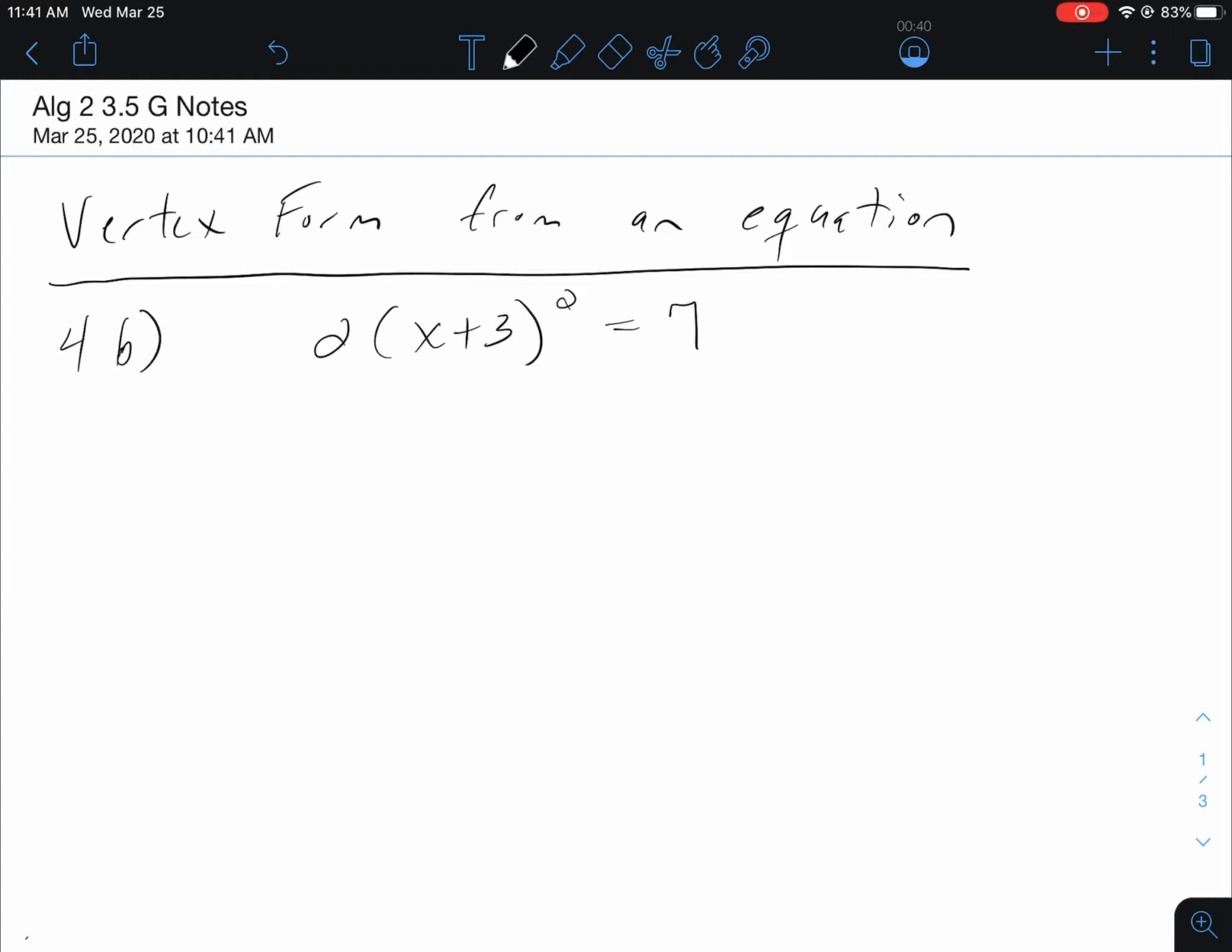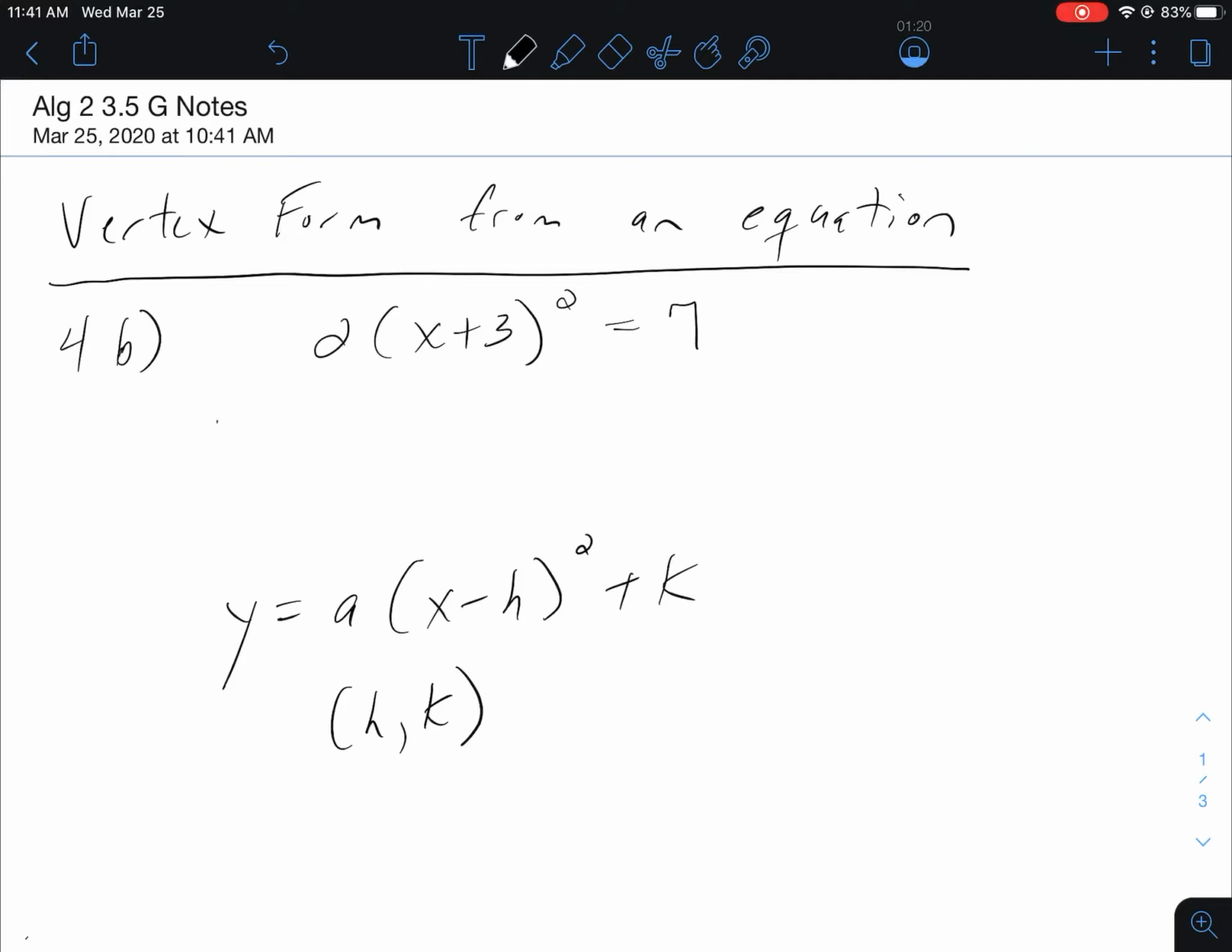So this first one is just if we take an equation. So this would be 4b off of 3.5g. We're just taking an equation here, which obviously is a quadratic, and to try to get it into vertex form. Well, keep in mind your vertex form is just y equals a times x minus h squared plus k, right? Where h comma k is your vertex, okay? And a is equal to 1 over 4p, but the vertex there is the key thing.